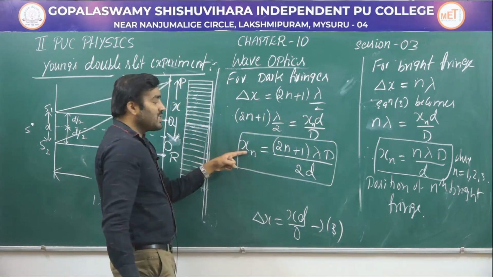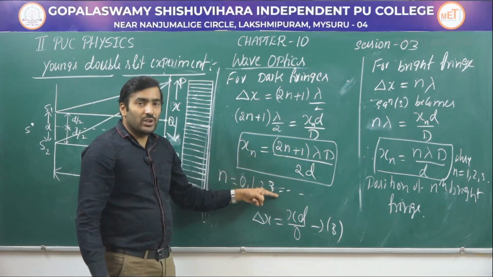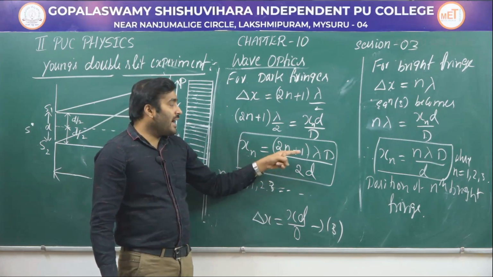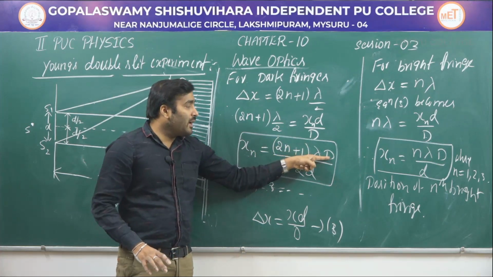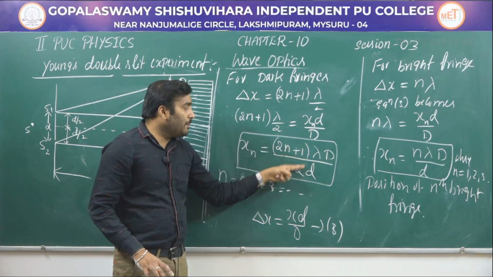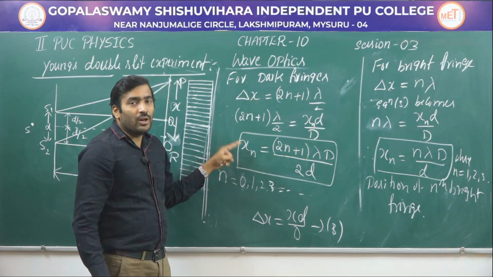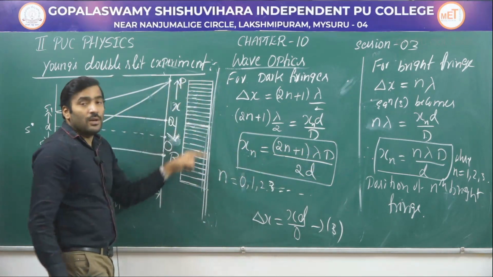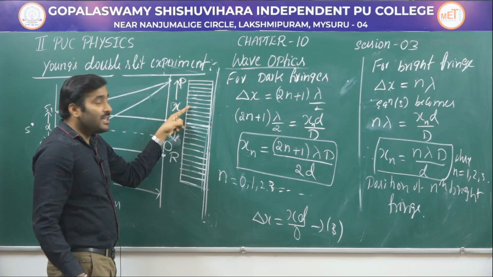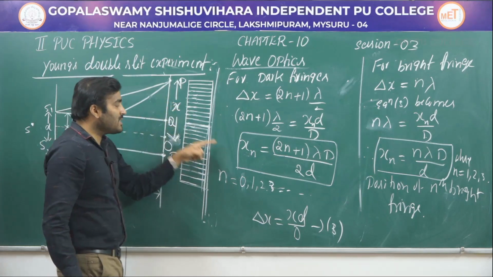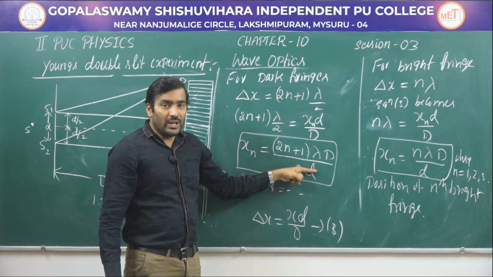Okay. So the position of the nth dark fringe. The values of n are 0, 1, 2, 3, 4, 5, which means if I get the odd multiples of lambda D by d, we obtain the position of the nth dark fringe. So in this fringe pattern, to obtain the dark fringe, what is the condition? What is the distance x? The distance x should be equal to (2n plus 1) into lambda D by 2d.